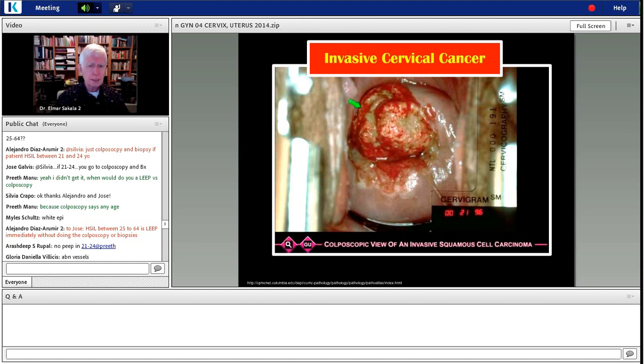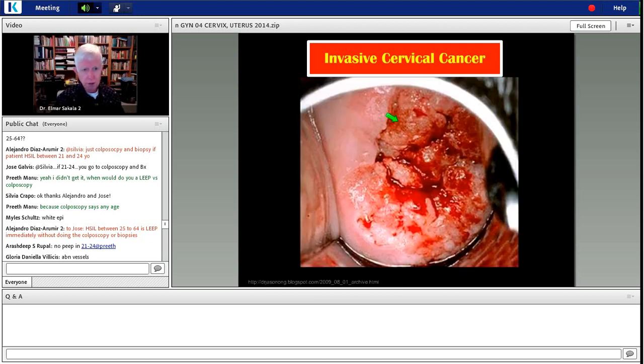Here you can see an anterior lesion, and it's bleeding. I still think you need to do the biopsy in order to make the diagnosis. But I don't like this. This is invasive squamous cell carcinoma. This is invasive squamous cell carcinoma as well.